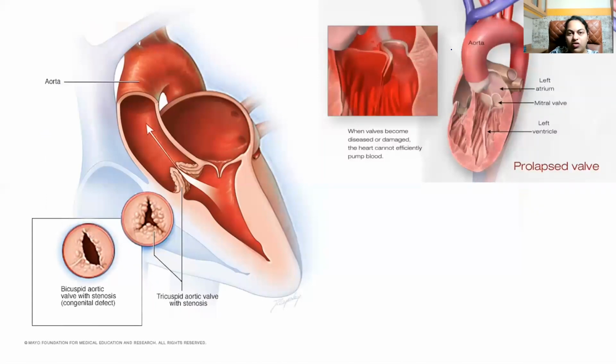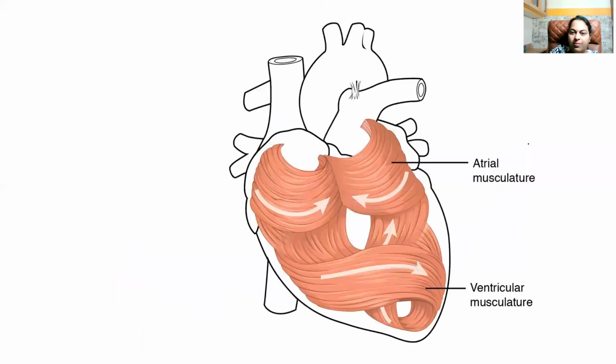So what is the purpose of these valves? To prevent regurgitation of blood. And when these valves become incompetent, what will happen? The abnormal flow across the valve will lead to an abnormal heart sound called a murmur. There are many conditions we'll be learning later. The valve can become stenotic, it can get prolapsed, leading to a lot of clinical manifestations.